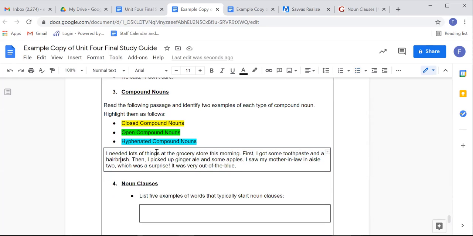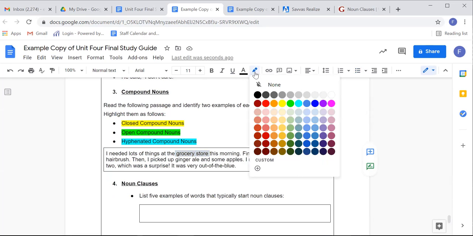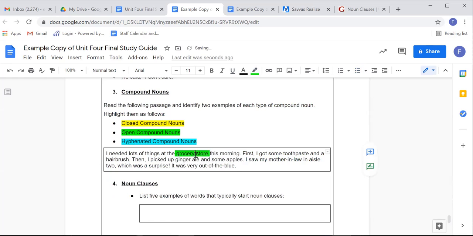I needed lots of things at the grocery store this morning. I do have a compound noun in that first sentence. It is grocery store, because grocery and store are both separate words, but when I put them together, they also mean one specific noun. This one is going to be open though, because I still have a space between grocery and store. So I'm going to make that green.